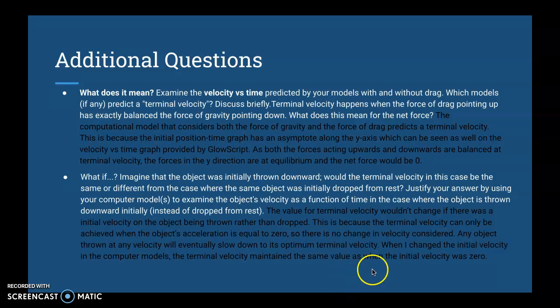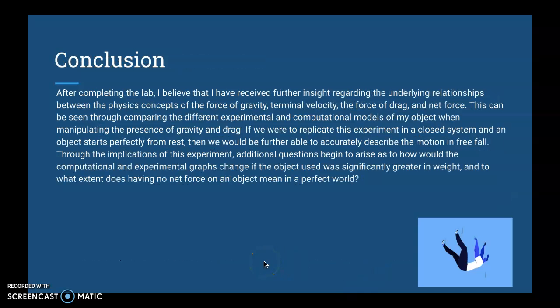In conclusion, after completing the lab, I believe that I have received further insight regarding the underlying relationships between the physics concepts of the force of gravity, terminal velocity, the force of drag, and net force. This can be seen through comparing the different experimental and computational models of my object when manipulating the presence of gravity and drag. If we were to replicate this experiment in a closed system and an object starts perfectly from rest, then we would be further able to accurately describe the motion in free fall.